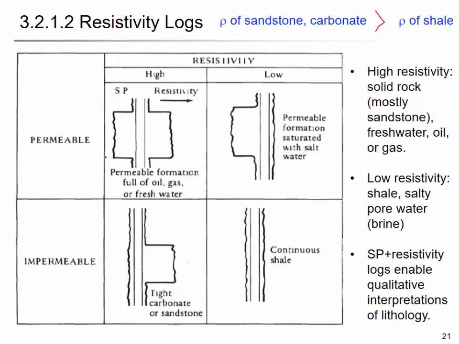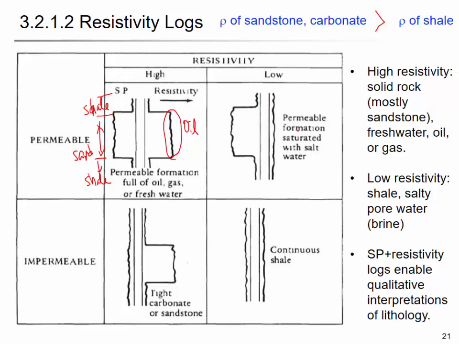So this is the case. For example, let's look at here: a high resistivity, permeable formation full of oil, gas, and fresh water. You have high resistivity. This is because of the oil, right? And the fresh water. Up to this point, you had the shale. Up to this point, you have a permeable bed, like sandstone. And again, shale.